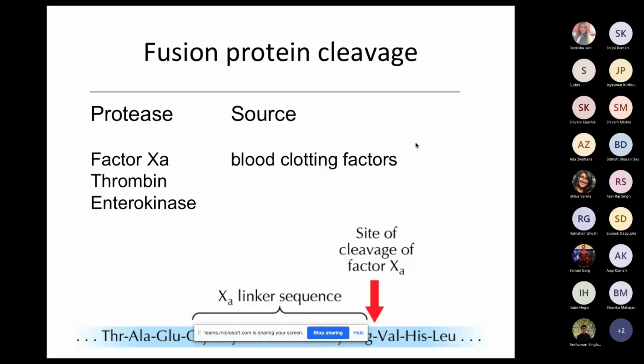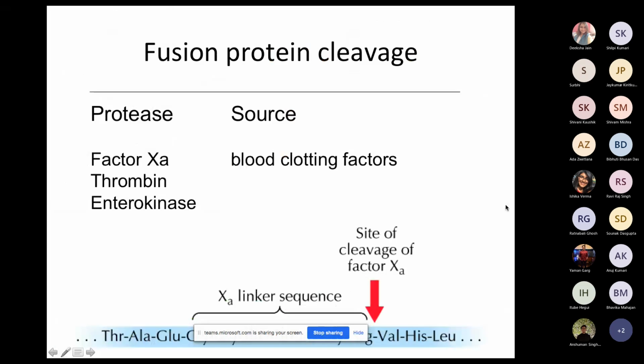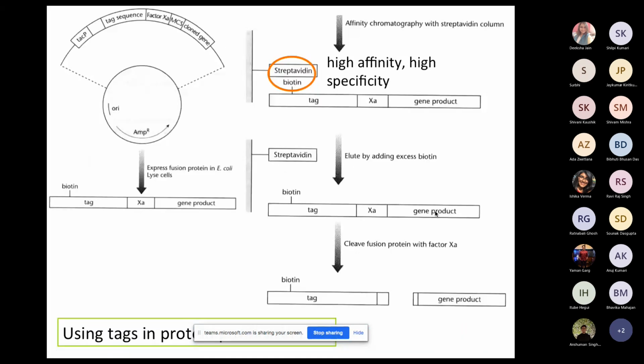This is just an example of another protein cleavage factor that is used, which is factor XA. It is derived from blood clotting factors. That's the history, but for now, I just want to tell you another example.